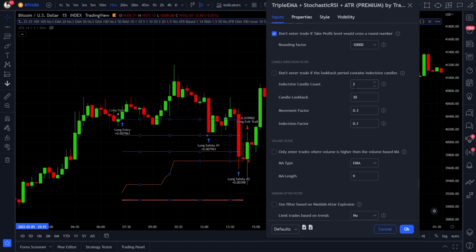Above the lookback field you can find the indecisive candle count. Here you can set the minimum number of indecisive candle pairs that the strategy should find to not allow trades. Set this now to 2.